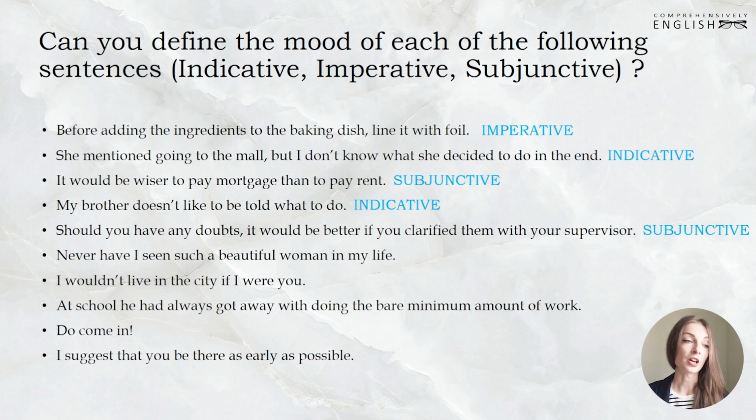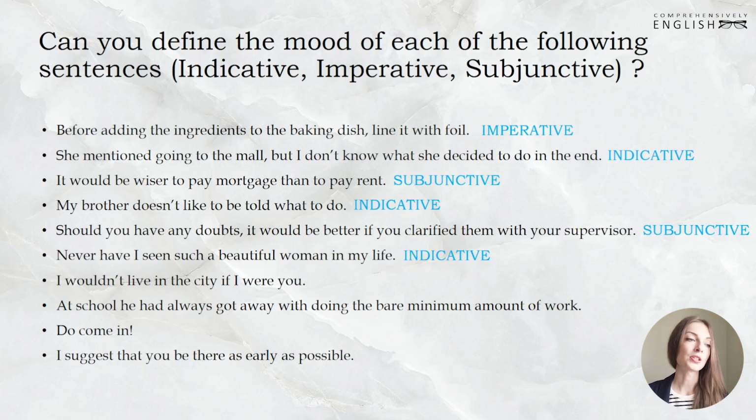Never have I seen such a beautiful woman in my life. This sentence is in the indicative mood because it states a fact. I have never seen such a beautiful woman. Pay attention to the inverted word order. Never have I seen, right?